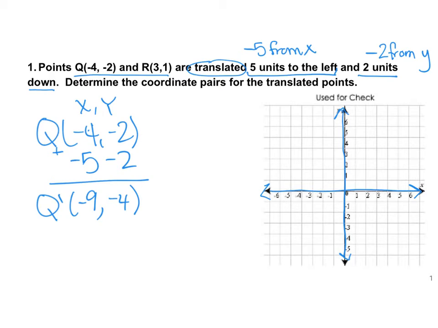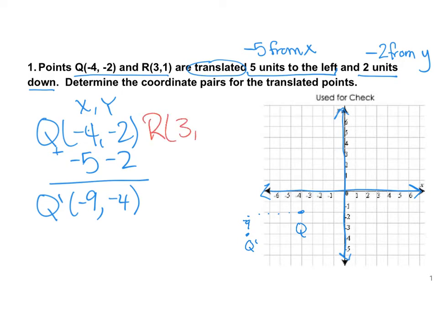All right, so for Q, I started at -4, -2. I am moving 5 to the left. 1, 2, 3, 4, 5. So this is 6, 7, 8, 9. And then I'm moving 2 units down. 1, 2, which is -4. So it checks out. Now I'll switch colors and we will do R.